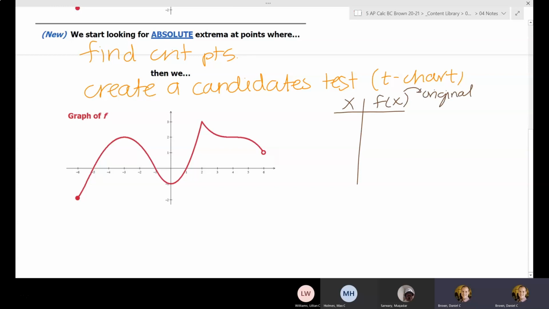What x coordinates do we plug in? Obviously, we're going to plug in our critical points, but we're also going to want to plug in the endpoints. And then after you plug in those values, you just look at the list: the highest one will be my absolute max. The lowest one is going to be my absolute minimum. Except you do have to be careful in case an endpoint is not included, but we'll look at that in the example.